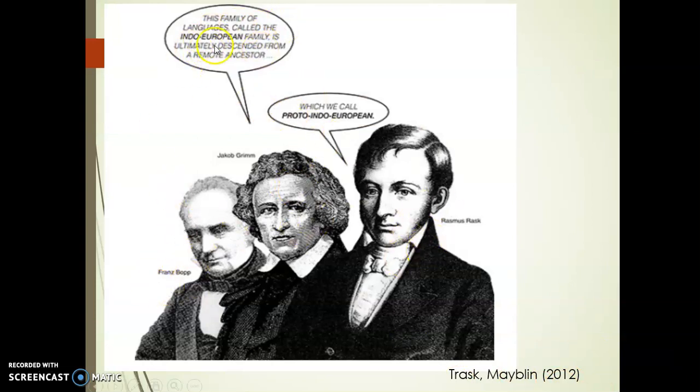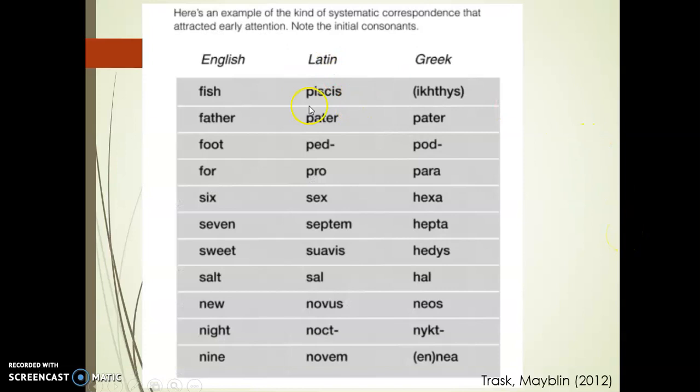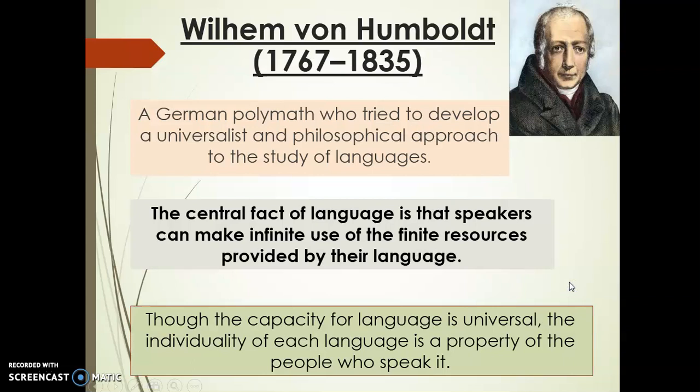This family of languages, called the Indo-European family, is ultimately descended from a remote ancestor, which we call Proto-Indo-European. Very good. And I found it very interesting that you have an example of the kind of systematic correspondence that shows the common things among languages. So you have fish, pisces, the initial consonants like father, pater, foot, pous, six, hex, seven, septem. You see that they analyzed common characteristics of languages.